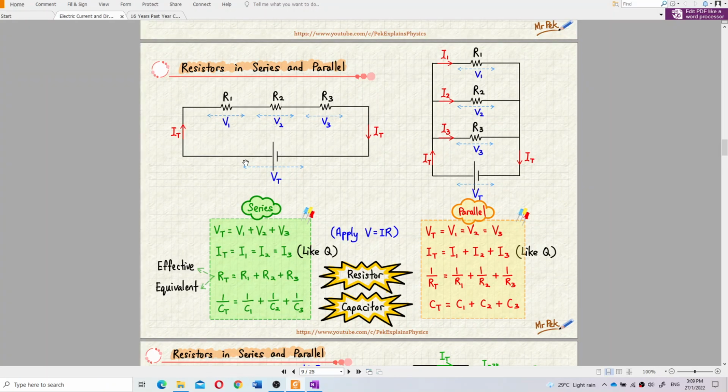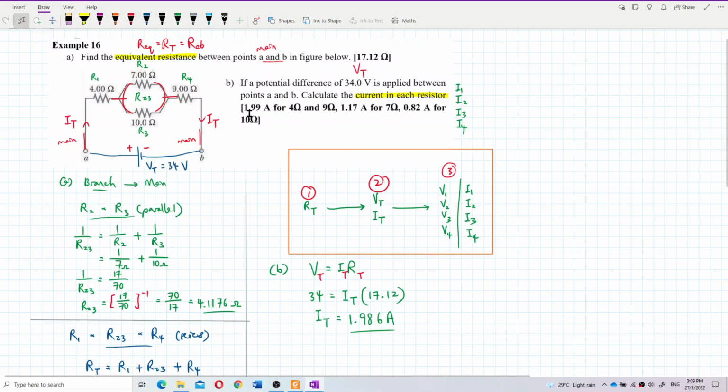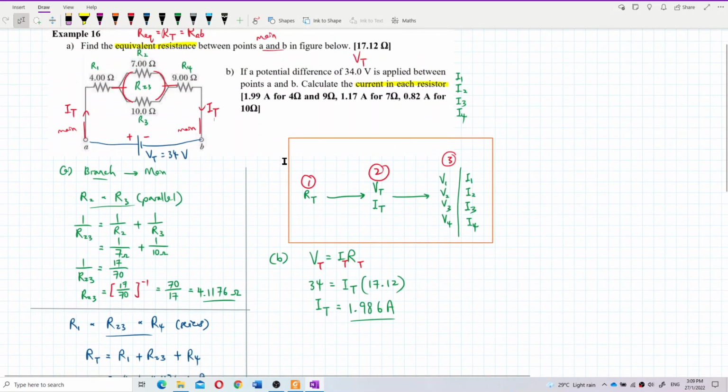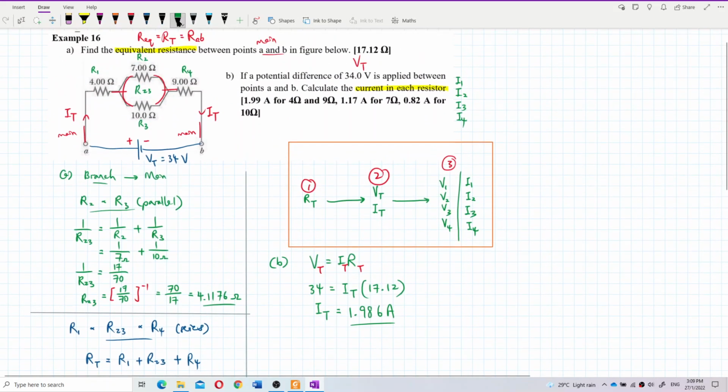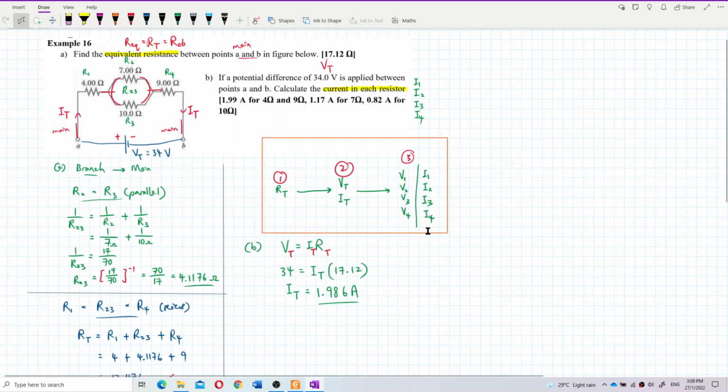As we learned before, for series resistors, the current is the same for all. I total equals I1 equals I2 equals I3, the same. The current is the same for all, isn't it? So we can apply this relationship here. Series, we start with series first. So we can write like this.